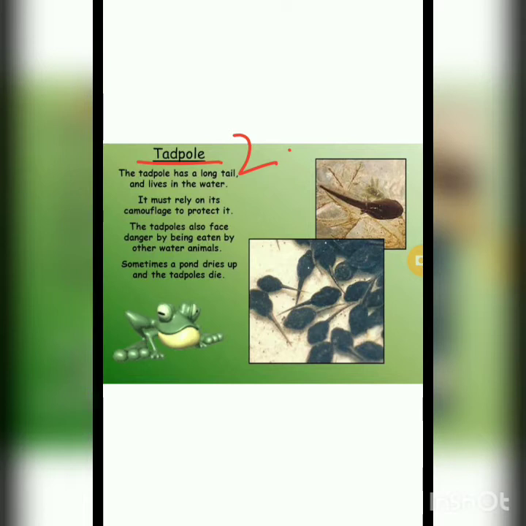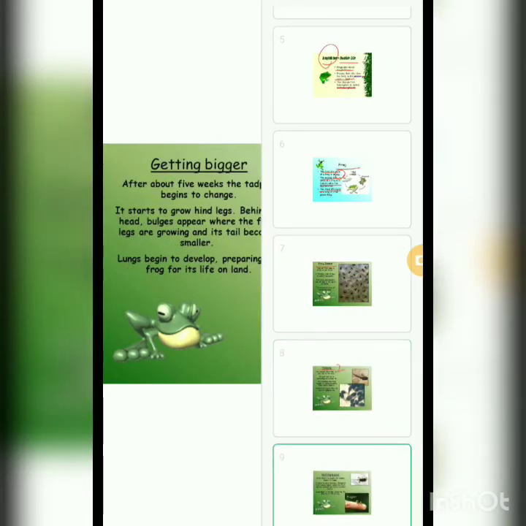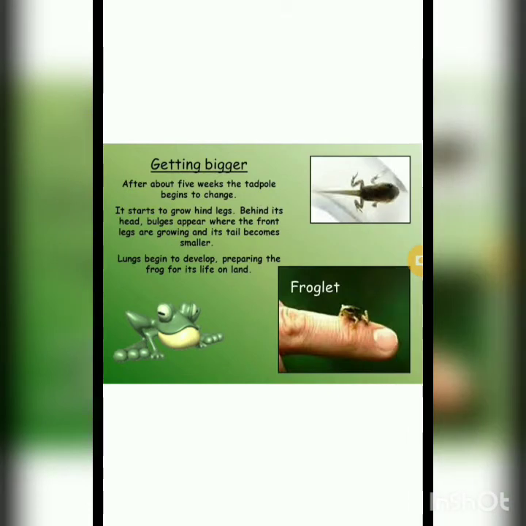Okay, the tadpole looks like a fish and has a tail for swimming. It lives in the water, it has a tail and it looks like a fish. Okay. After that, when it grows slowly, what happens?